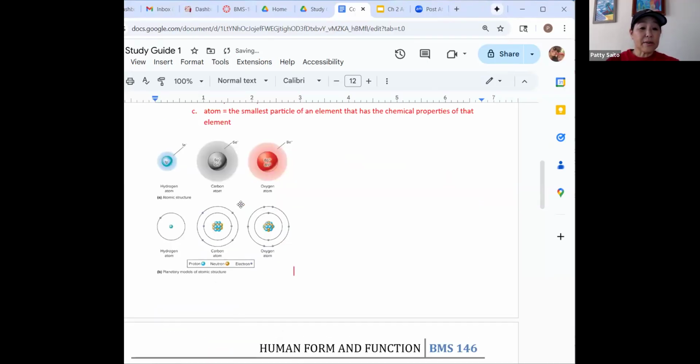All right, so here are some common atoms found in living things. Okay, there's a hydrogen atom, carbon atom, oxygen atom. Now, the oxygen that we breathe isn't this. It comes as O2. So that's two oxygen atoms together.